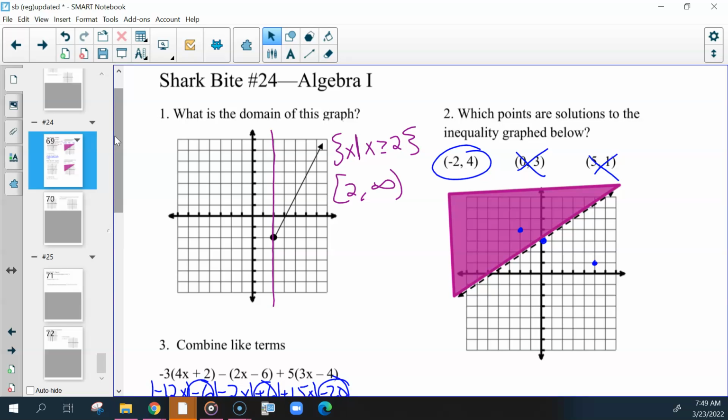For number 2, which points are solutions? If you plotted all 3 of these points, any point that fell in the shaded area would be a solution, and there was this one, negative 2, 4. 0, 3 fell on the dashed line, so that would not have been one.